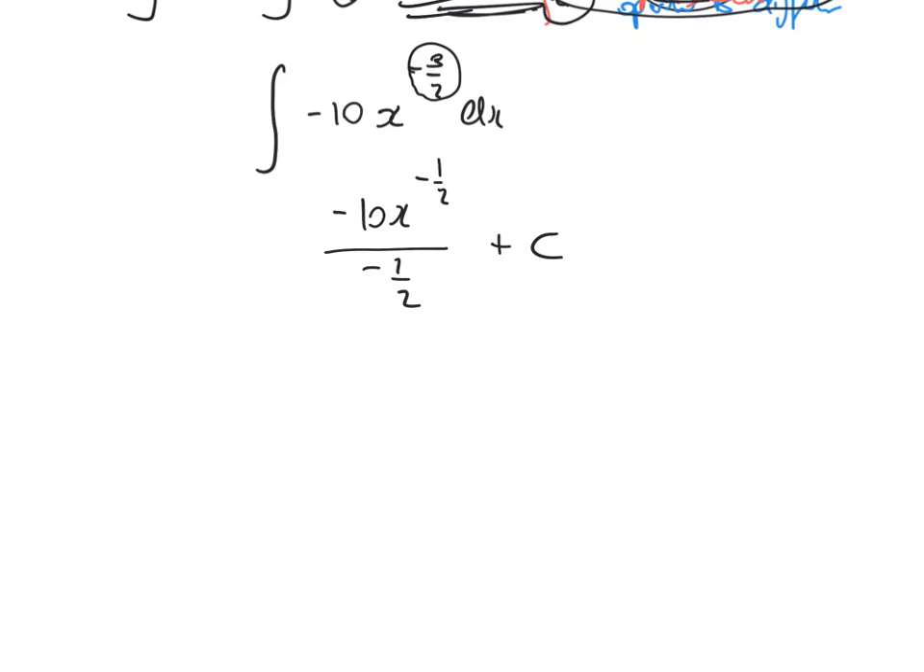Okay, so the negatives will cancel each other out. Divide by a half is the same as multiplying by 2, so that's 2 over 1, so 2 over 1 times 10x to the minus 1 half plus c. 2 times 10 is 20, divided by 1 is 20, x to the minus 1 half plus c.